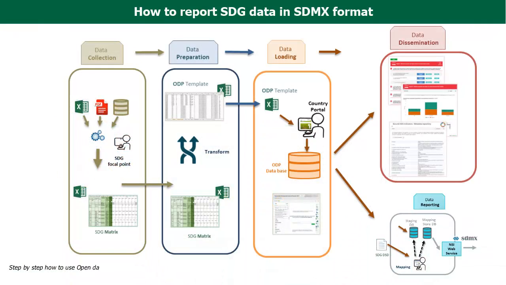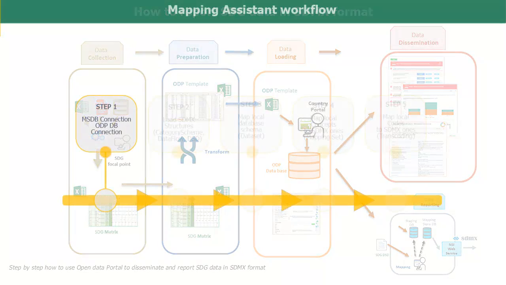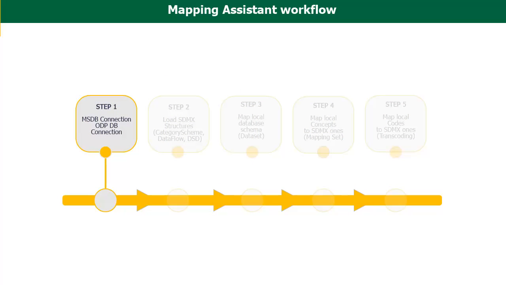The Mapping Assistant tool facilitates the mapping between the SDG DSD and the country SDG data that resides in the ODP database. This tool is available for free on the Eurostat website. Let's begin with Step 1. Establish connections to the mapping store and ODP databases.